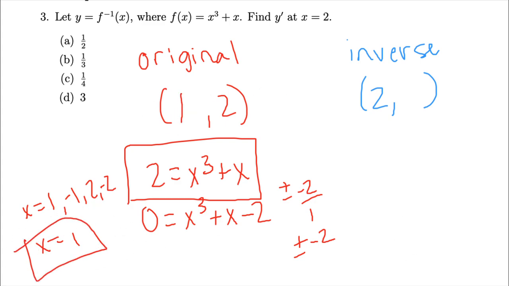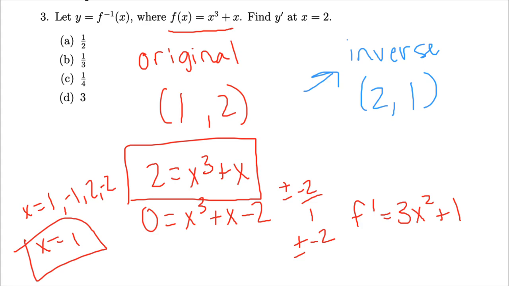And so what that tells us is that our inverse function here would have an output value of 1. Remember, it's that same idea of always flipping x and y. So now, going back to our original function, f of x, let's take the derivative to find the slope. So we would get f prime equals 3x squared plus 1.